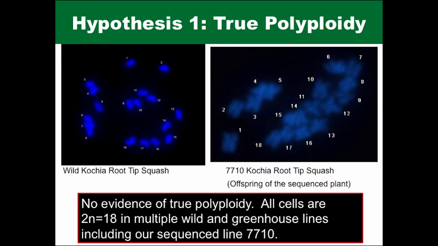There are reports of tetraploid kochia in the literature, but I'm not aware of any that have been reported in North America. So it seems that everything in North America described so far is diploid with a chromosome number of 18. And that's what we had. So that explanation is out.